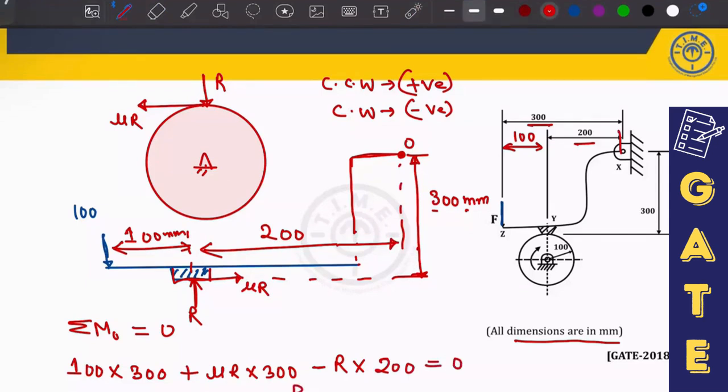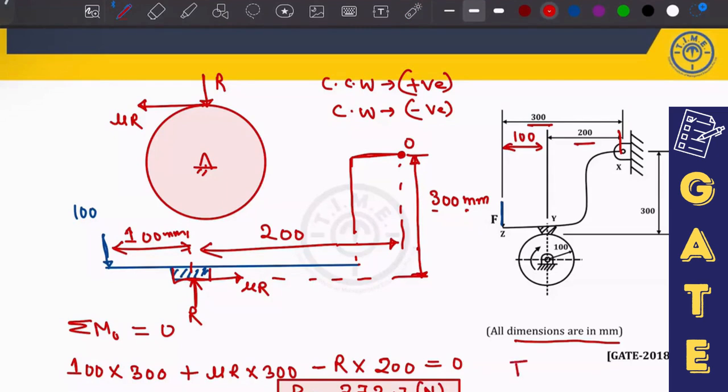Can anyone please tell me what normal reaction you are getting? What is the value of normal reaction here? The mu value is already given. Yes, very good, 272. Not mm. It should be in Newton, because R is nothing but the force only, normal reaction. So around 272.7 Newton you will get. That is nothing but the normal reaction.